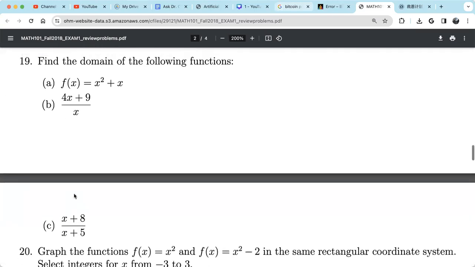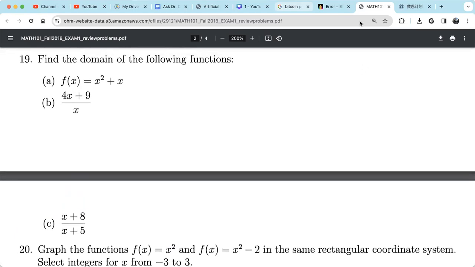Now let's see 19. I'm going to finish 19, then take a break. Find the domain of each function. Well, the first one is a polynomial function. So the domain is all real numbers. If you want to use the interval notation, that would be negative infinity up to positive infinity.